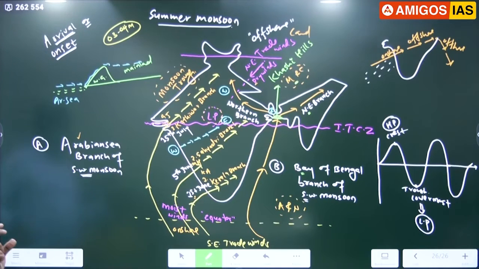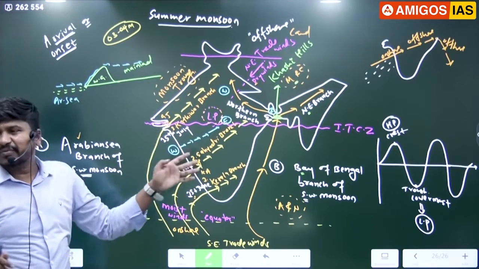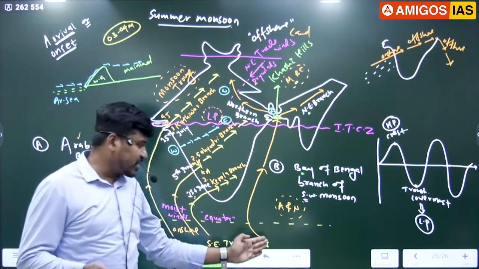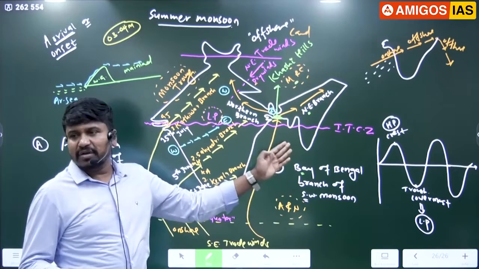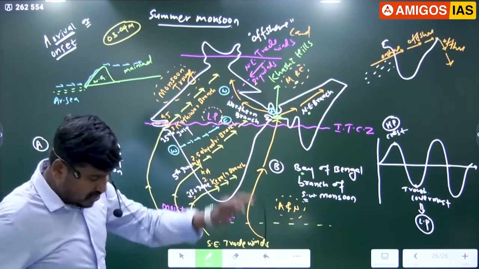Listen, very simple here. Arabian Sea branch means when the southeast trade winds travel over the Arabian Sea, we call it the Arabian Sea branch. When the southeast trade winds travel over the Bay of Bengal, we call it the Bay of Bengal branch. Just write down: Arabian Sea branch, southeast trade winds.